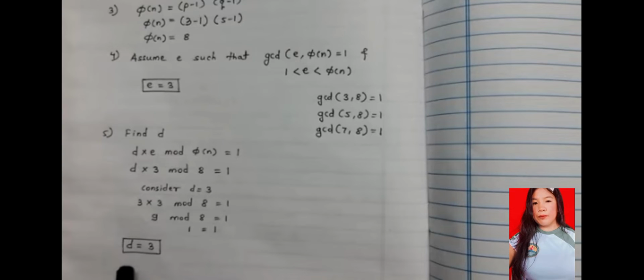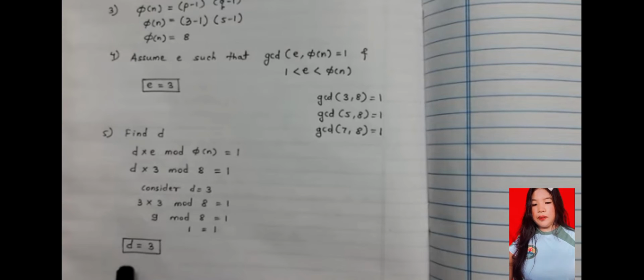The next step is to select the public key E, and the condition for selecting the value of E is that it should satisfy these two conditions: GCD of E and phi of N equals 1, and the value of E is greater than 1 and less than phi of N. We should calculate the value of E which satisfies both conditions. This is an example.